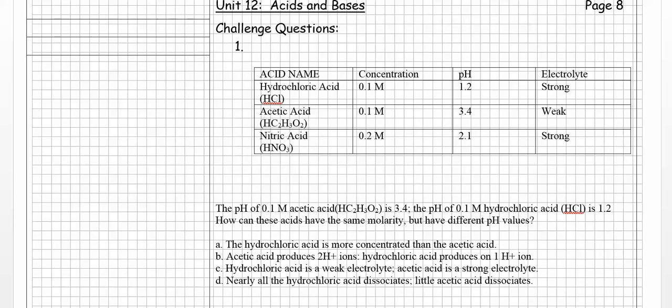Number one says this. Well, we're given this data, so let's take a look at the data to begin with. We've got three different acids: hydrochloric acid, acetic acid, and nitric acid. The concentrations vary. We've got 0.1 molar for the hydrochloric acid, 0.1 molar for the acetic acid, and 0.2 molar for the nitric acid. So the nitric acid is the most concentrated of all.